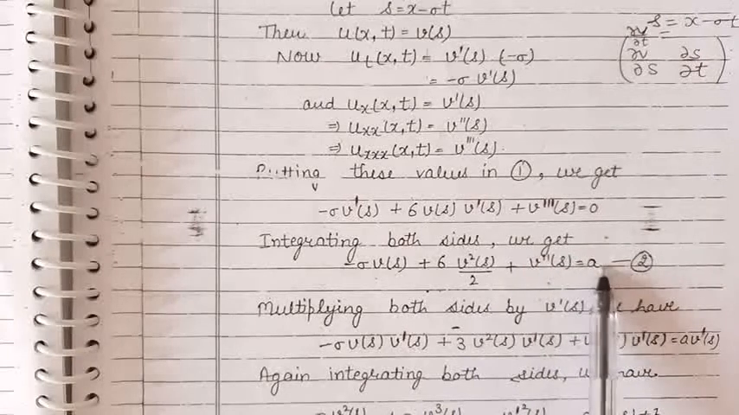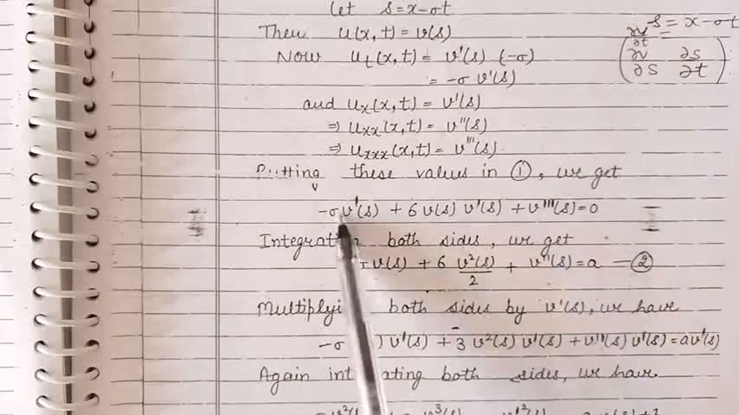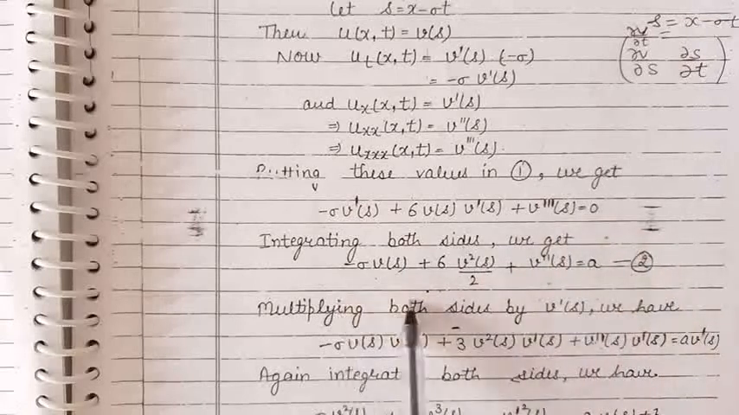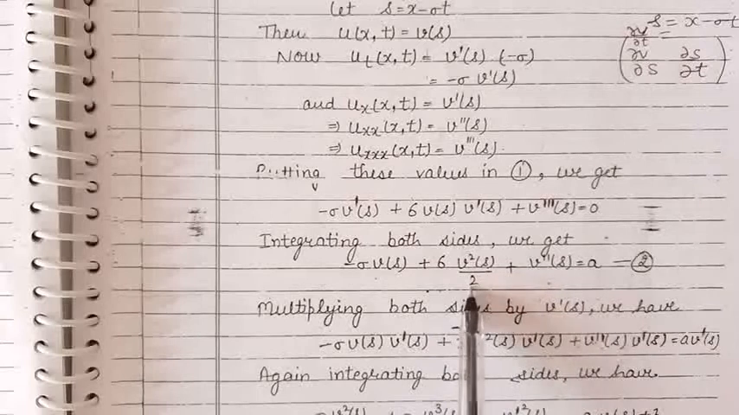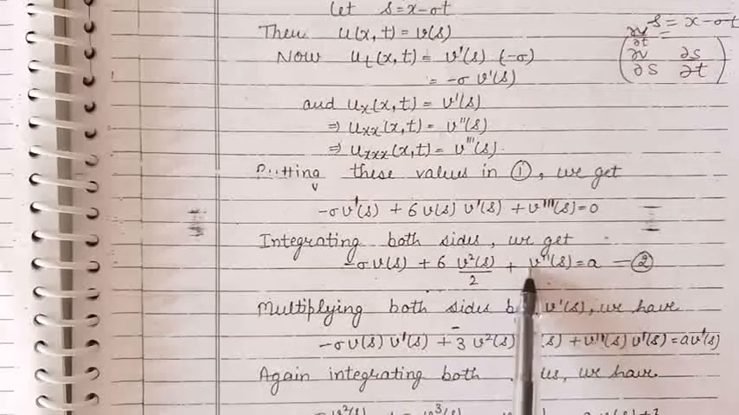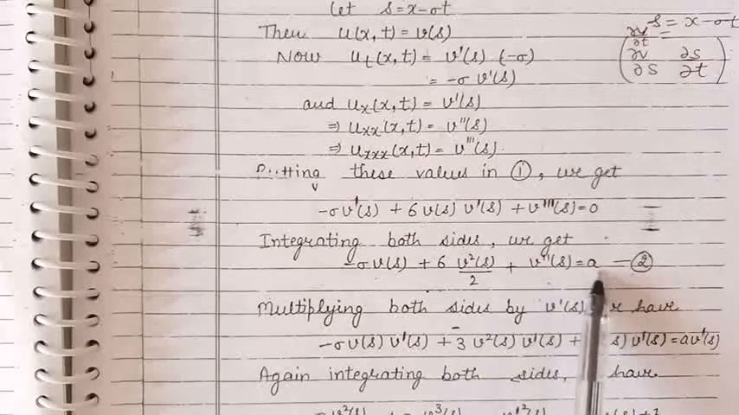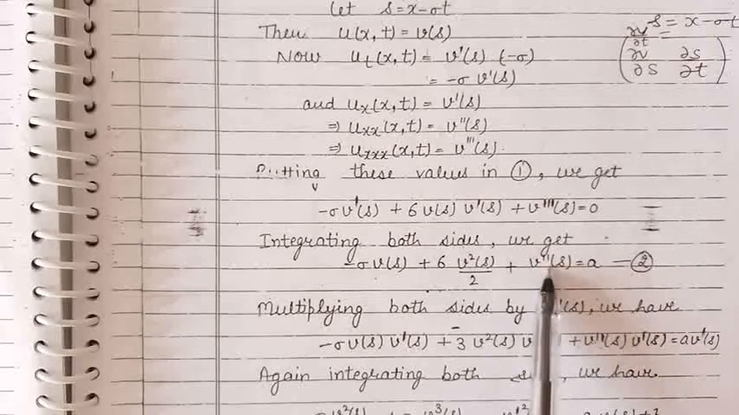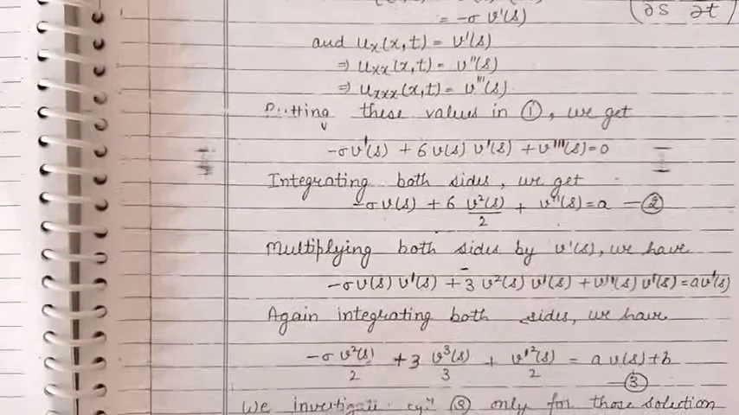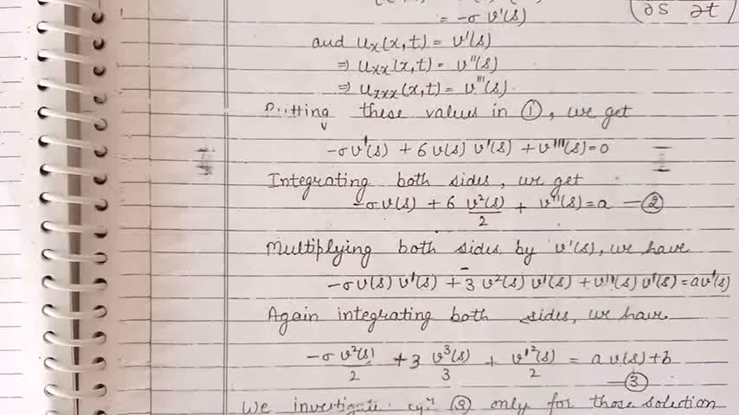A is the constant of integration. So after integrating, we have finally obtained minus sigma v plus 6 v square by 2 plus v double dash is equal to a. Double dash means second derivative of v with respect to s. Now we are to integrate this equation again.